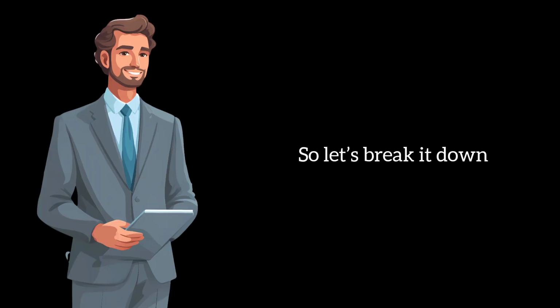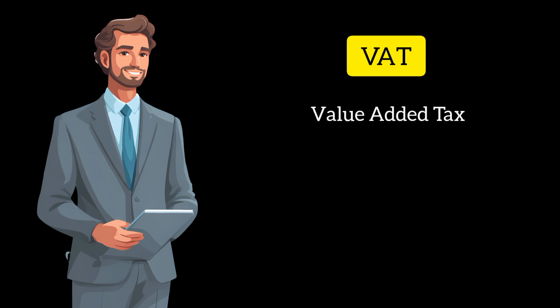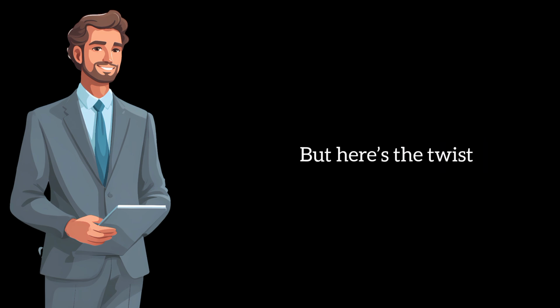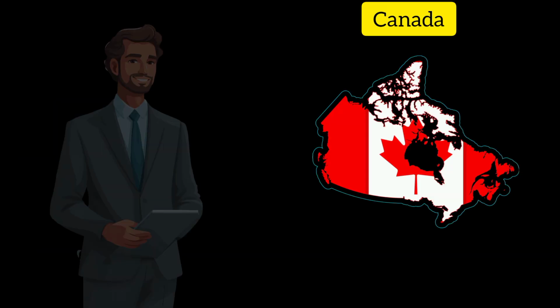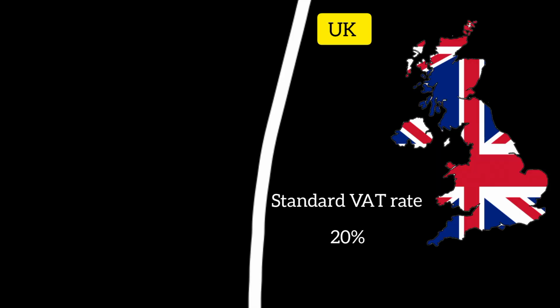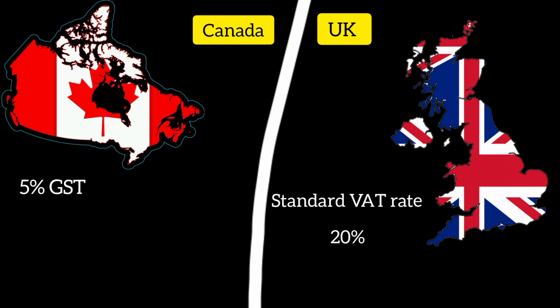So let's break it down with some real-life examples. First, VAT, or value-added tax, is applied to most goods and services in many countries. But here's the twist. In Canada, they call it GST or HST, depending on your province. In the UK, the standard VAT rate is 20%. In Canada, there's 5% GST, and in some provinces, it combines with local tax to become HST, up to 15% total. Let's start with the UK.